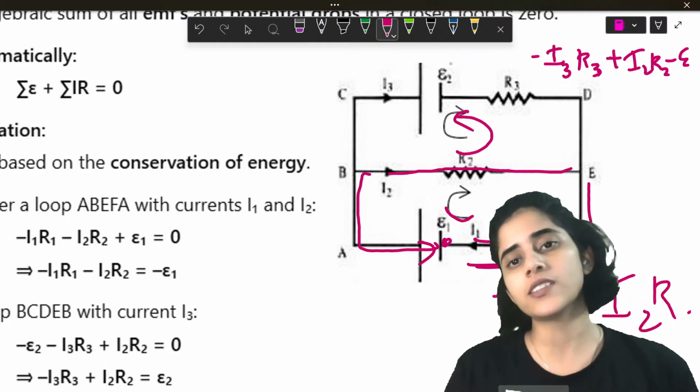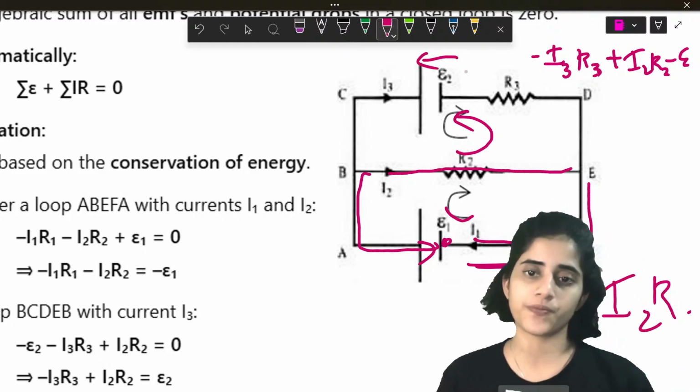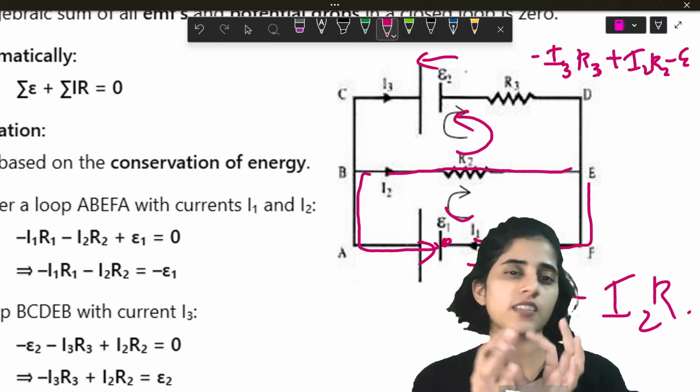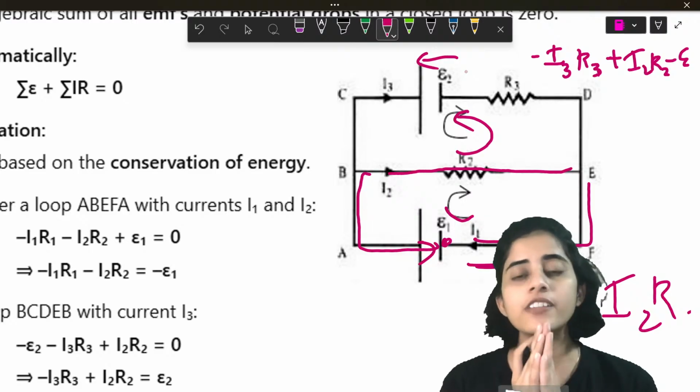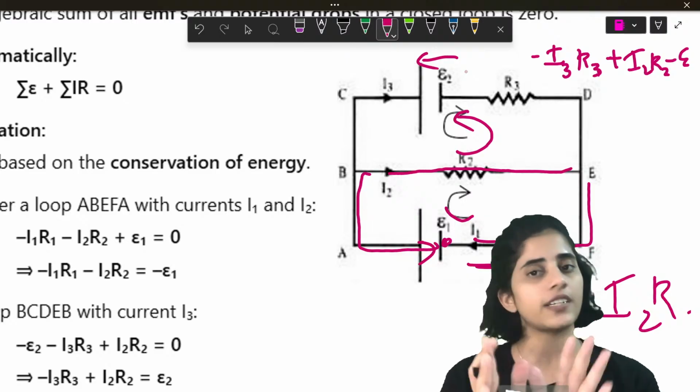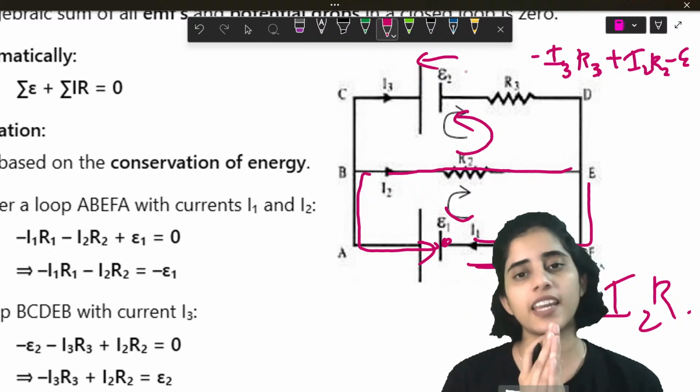Why? Because the measurement is in this direction. So I'll tell you in very easy steps. If the direction of current is in the direction in which you are moving, then you take it as positive. Otherwise, you take it as negative.